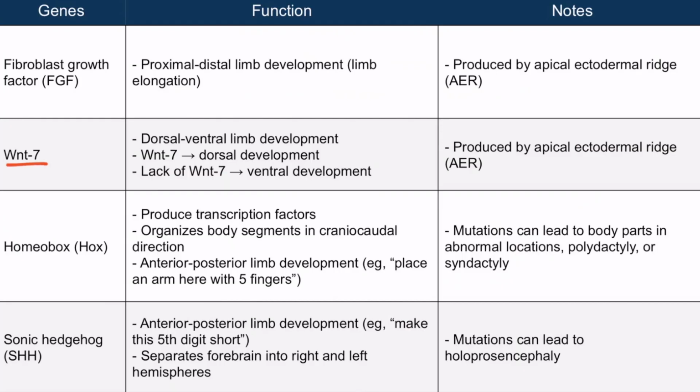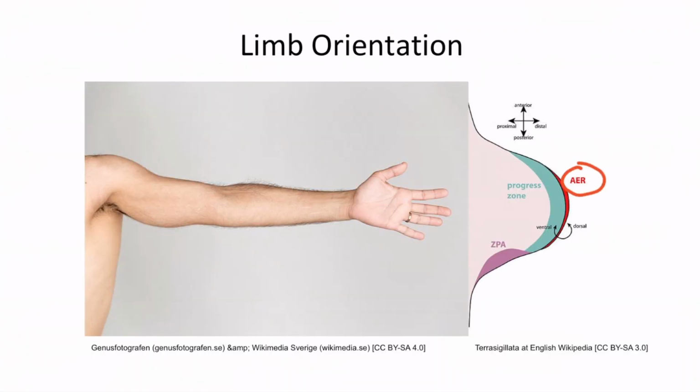Next is Wnt7. This is responsible for dorsal ventral limb development. And just like with FGF, Wnt7 proteins are produced by the apical ectodermal ridge, or AER. What's interesting about the Wnt7 proteins is that its presence causes dorsal development, but the lack of Wnt7 leads to ventral development. So the apical ectodermal ridge produces Wnt7 proteins, and when these levels are high, you get dorsalization.